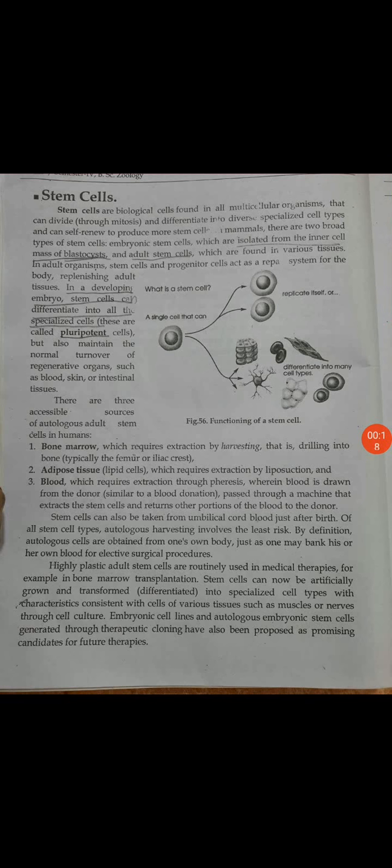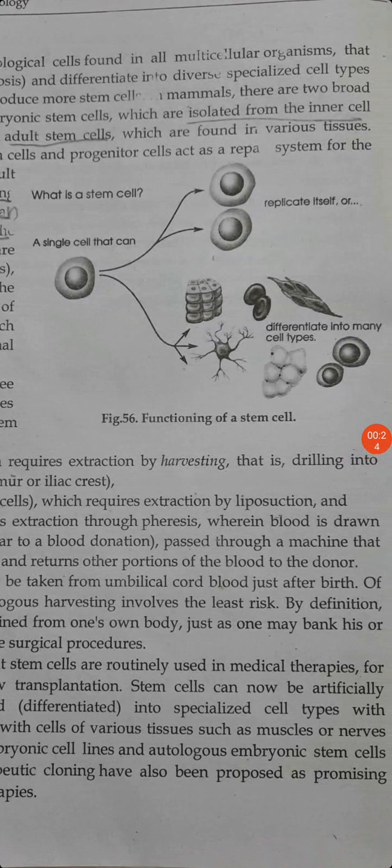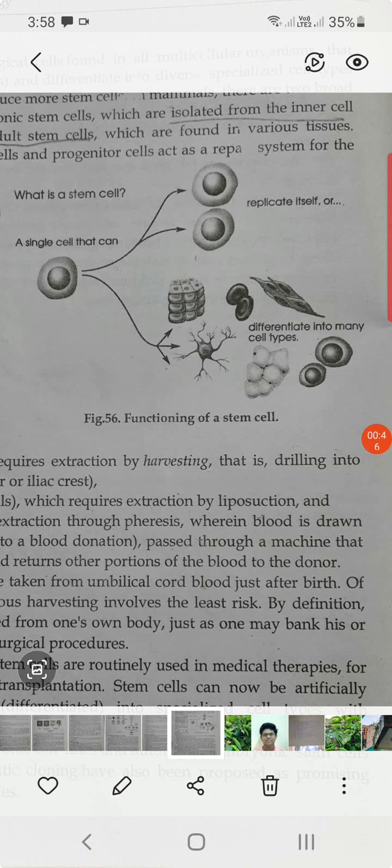Stem cells are biological cells found in all multicellular organisms that can divide and differentiate into diverse specialized cell types and can self-renew to produce more stem cells. In mammals, there are two broad types of stem cells: embryonic stem cells, which are isolated from the inner cell mass of blastocyst, and adult stem cells, which are found in various tissues.